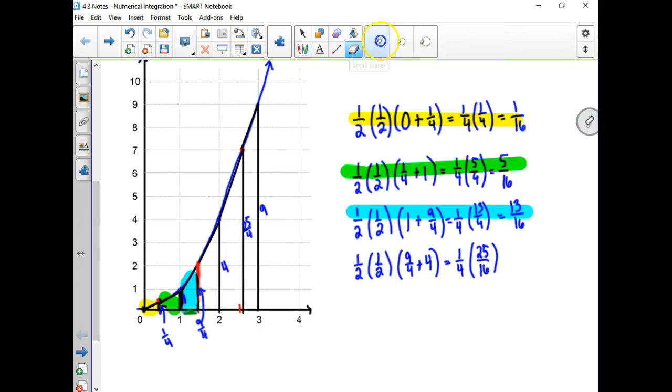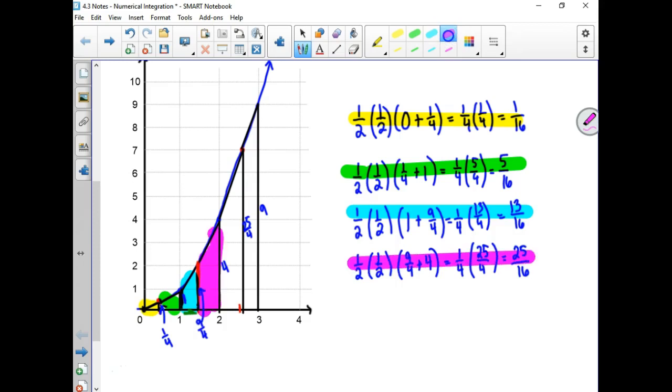I'm sorry, 25 over 4. Sorry about that. I'm ahead of myself. 25 over 4, which will give me 25 over 16. That is our fourth trapezoid that we have here.